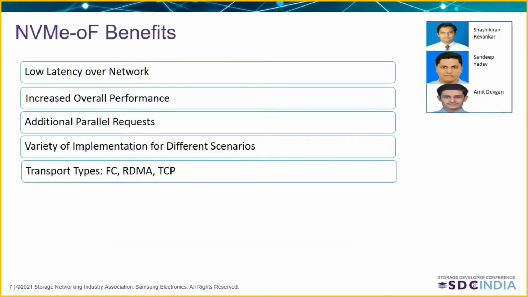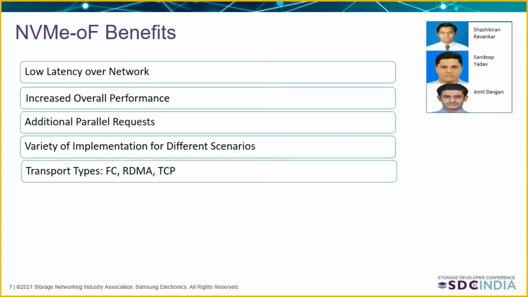Moving on. Next, we will try to talk about what are the benefits of using NVMe over Fabric. NVMe over Fabric provides very low latency over the network, so this results in overall performance increase for any kind of workload. It can be database, it can be storage solutions. Along with that, NVMe can actually handle multiple parallel requests. So the amount of queuing that we see in the traditional protocols such as SCSI or SAS is much reduced. So NVMe can serve multiple parallel requests, which also improves the performance a lot.